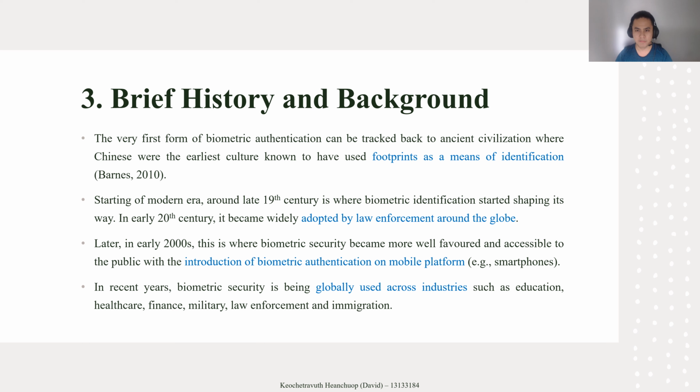For instance, the FBI founded the Identification Division, which then became the largest repository of fingerprint records in the world in 1924. Then the growth of computer technology in the 1960s paved the way for facial recognition. Between the 1960s and 1990s, other methods evolved like voice and iris recognition. Later in the early 2000s, biometric security became more well-favored and accessible to the public with the introduction of biometric authentication on mobile platform.